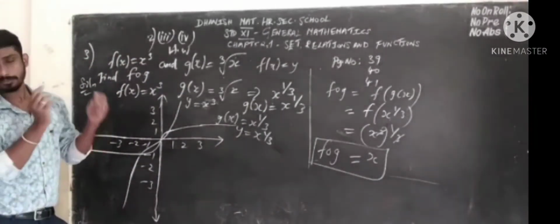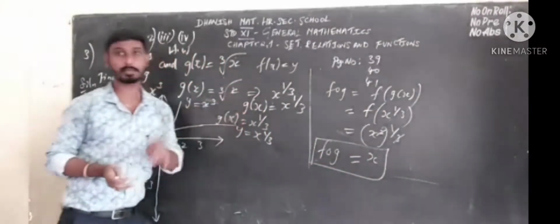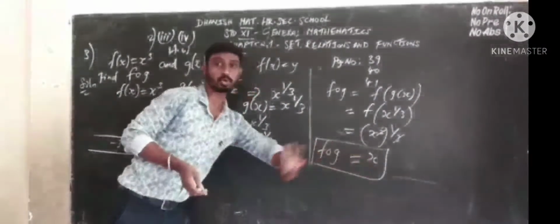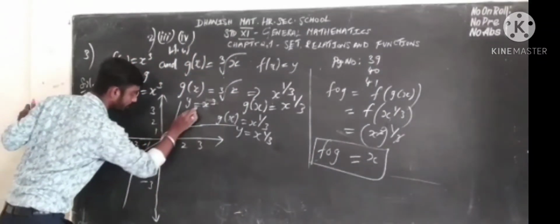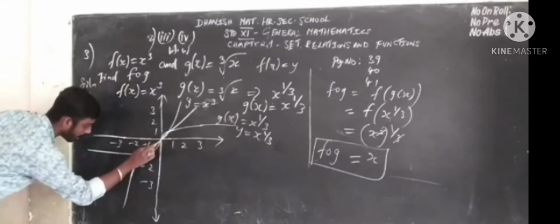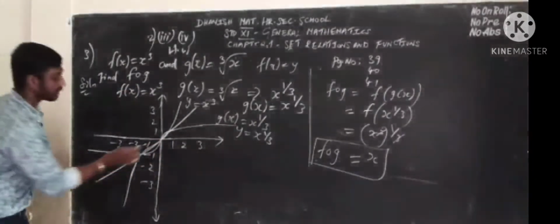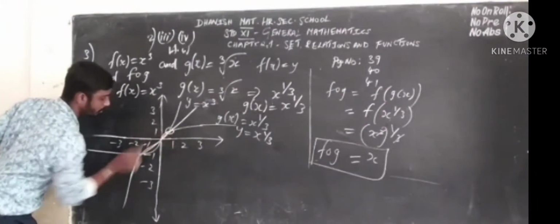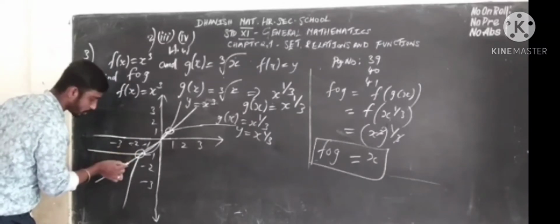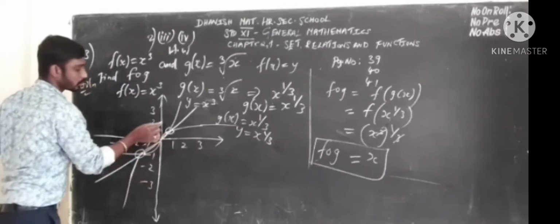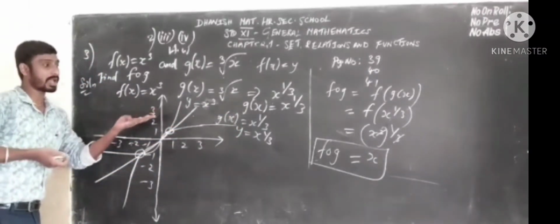If f of g is equal to x, the curve will be like this. If you put 1, you get 1, 1. If you put 2, you get 2, 2. The points will go onto the straight line. Listen, it will go along the diagonal. These points will be considered: 1, 1, then -1, -1, then again -2, -2, -3, -3, and 2, 2, 3, 3, because f of g is equal to x.